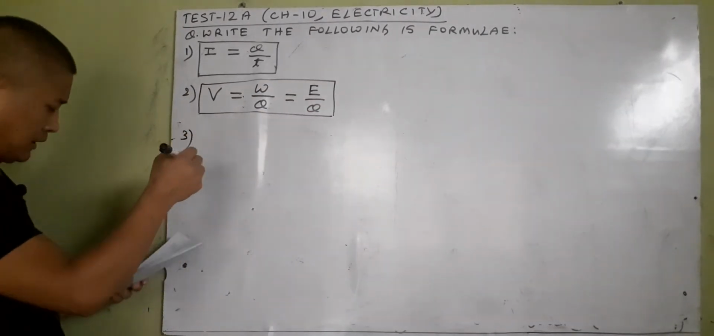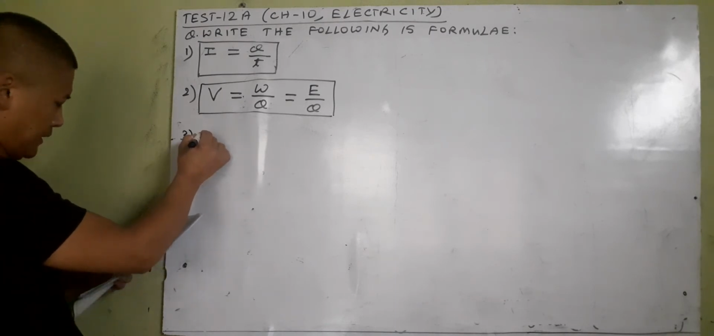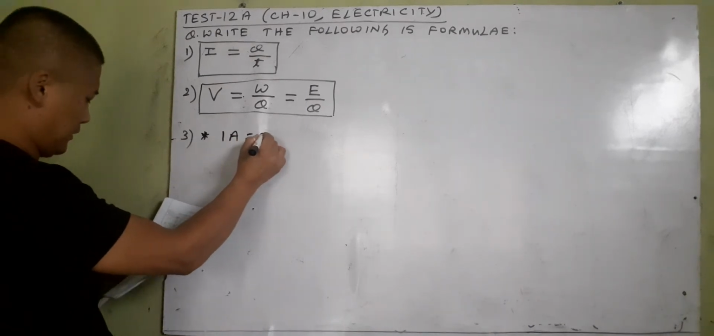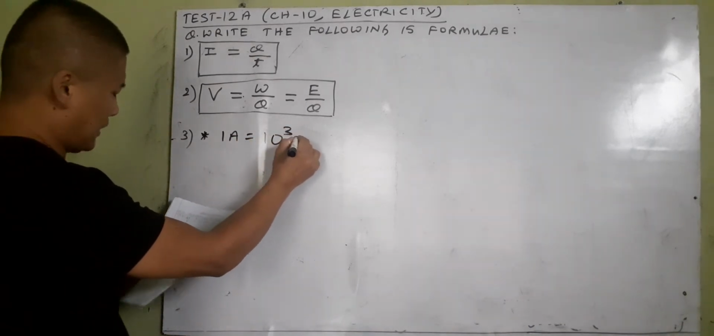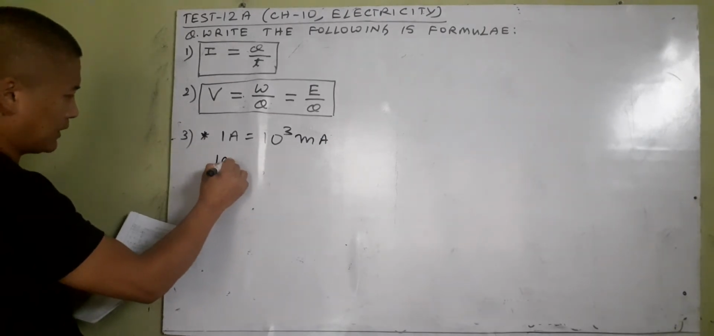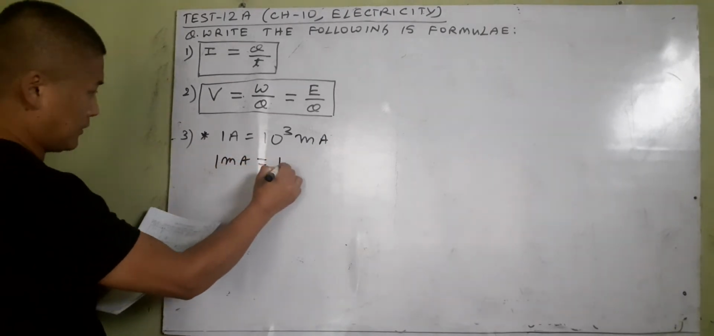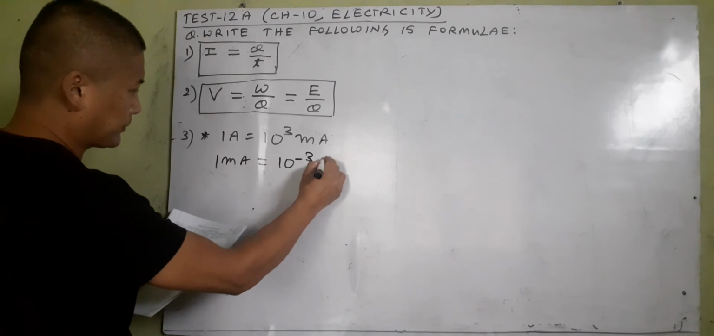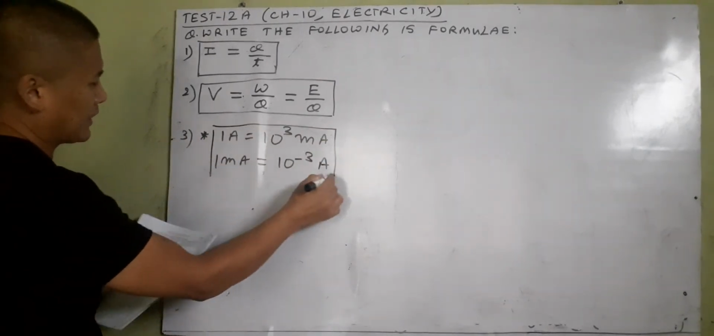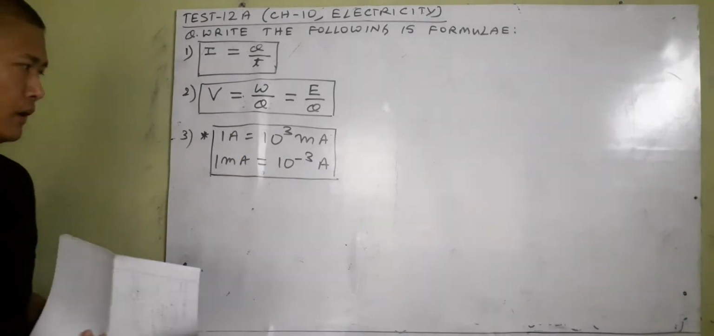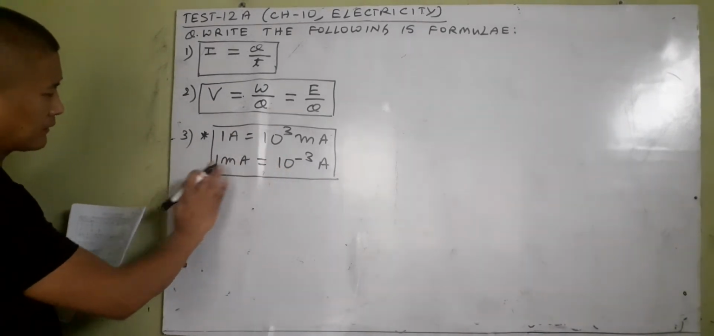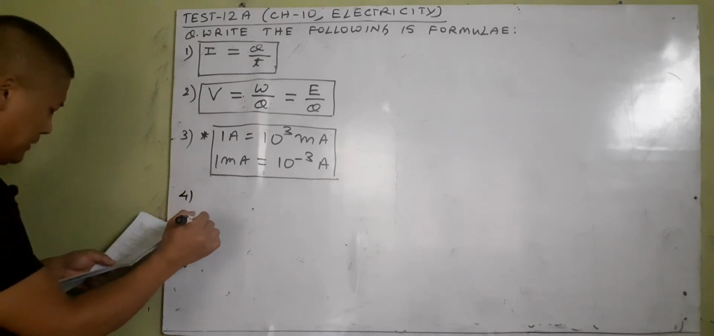The third formula is not exactly a formula, it is a conversion. 1 ampere equals 1000, that is 10 to the power 3 milliampere. And 1 milliampere is equal to 10 to the power minus 3 ampere. Just memorize it. Take this as one formula only, this conversion factor.